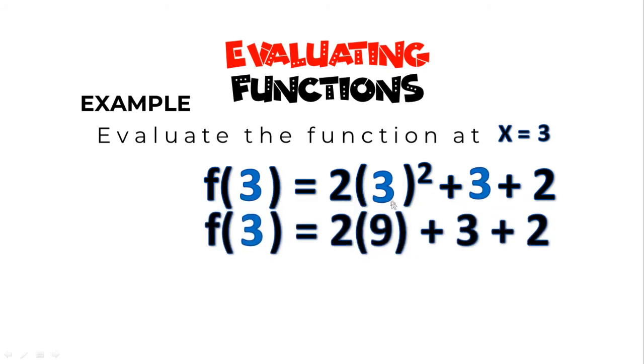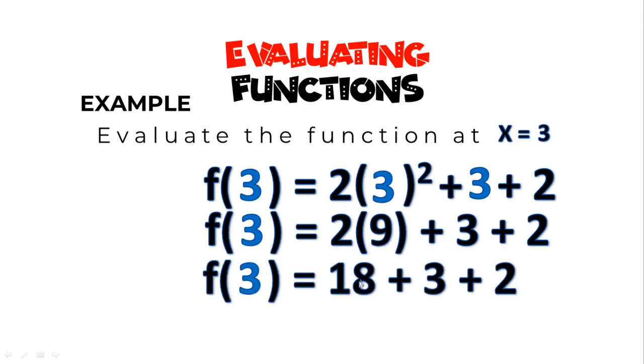And then, 3 squared is equal to 9. 2 times 9 is equal to 18. So, gagawin natin, i-add na lang natin yan. 18 plus 3 is equal to 21 plus 2 is equal to 23. So, the answer is 23.